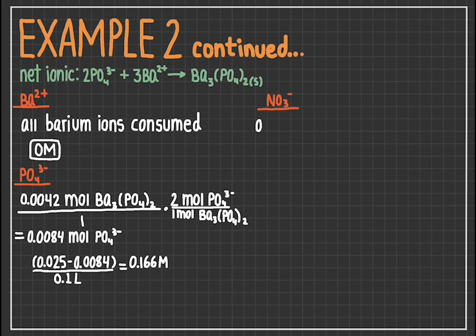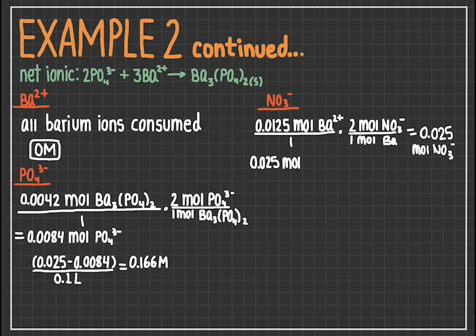Let's do the nitrate ions now. This is a bit simpler because none of the nitrate ions were consumed during the reaction. This just means we have to divide the original moles of nitrate by the new volume. 0.0125 moles of the barium ion times 2 moles of nitrate per every 1 mole of barium gives us 0.025 moles of the nitrate ion. So we get 0.025 moles of the nitrate ion per 0.1 liters, giving us a molarity of 0.25 for the nitrate.